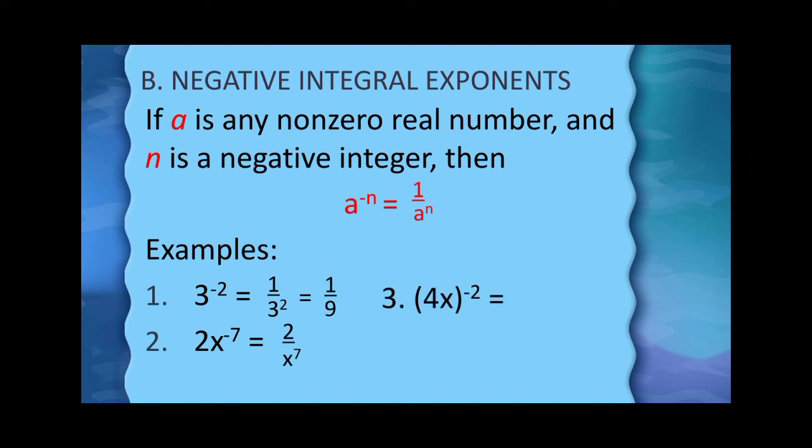Number 3 is 4x raised to negative 2. So para maging positive, ang 2 we have now 1 over quantity 4x. Then this is raised to the second power. Then we have 1 over. The square of 4 is 16. Then square of x is x squared.